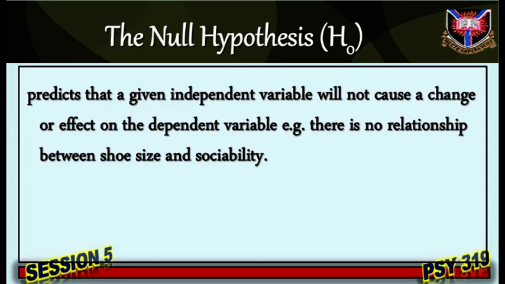In other words, the null hypothesis predicts that a given independent variable will not cause a change or effect on the dependent variable. For example, a null hypothesis states that there is no relationship between shoe size and sociability. There is no difference in academic performance of male and female students of University of Ibadan. All these aforementioned are examples of null hypotheses indicating no effect or relationship between variables.